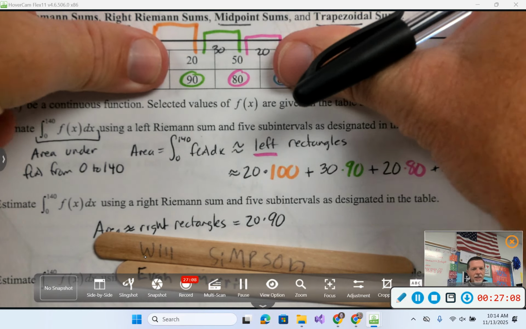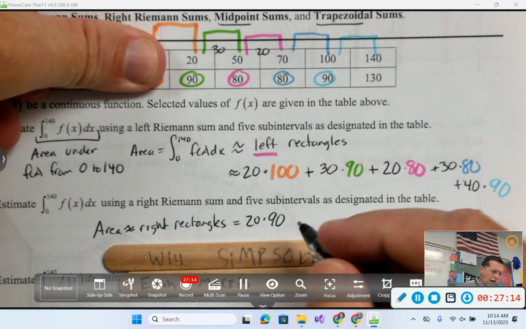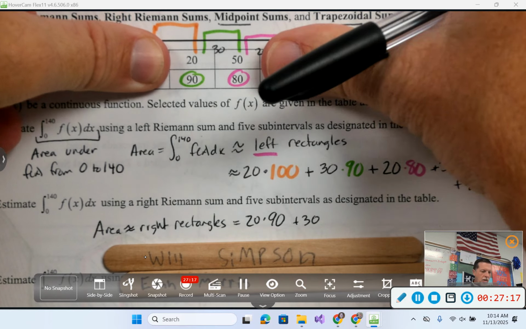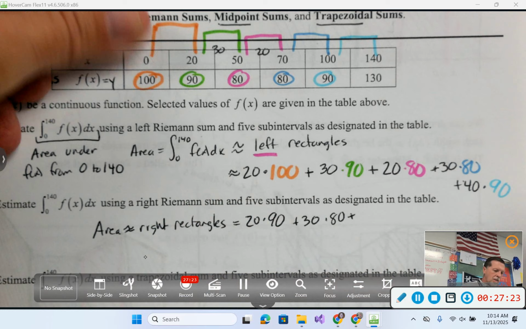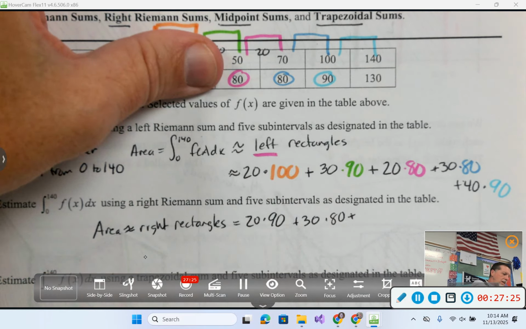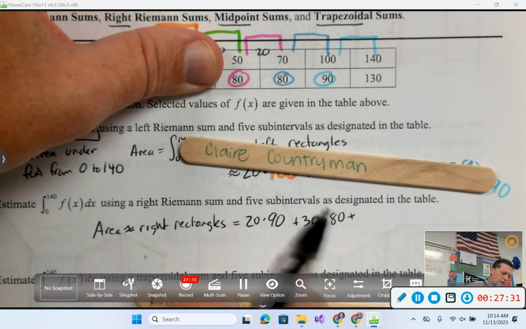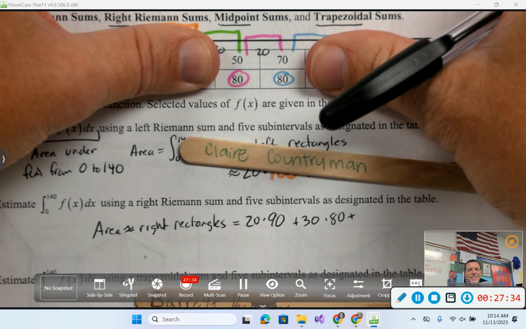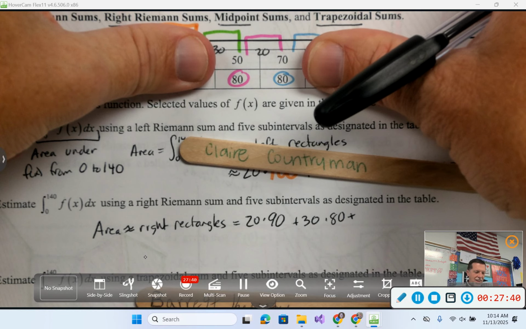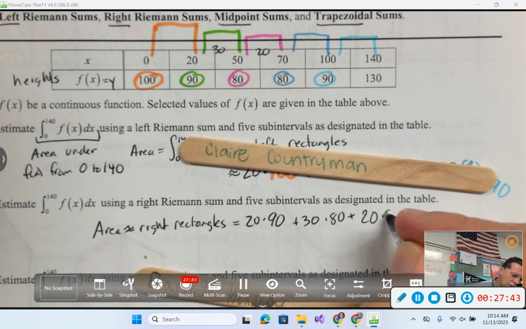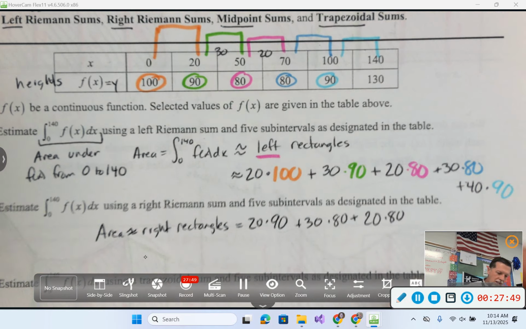Will, on my second rectangle, 30 is the width. Evan, what height should I use? 80. Why 80? It's on the right. And then my next rectangle, Claire, what's the width of that next rectangle? We're on the third rectangle, from 50 to 70. 20. So 20 and 80. So 20 times 80. And then 30 times 80.